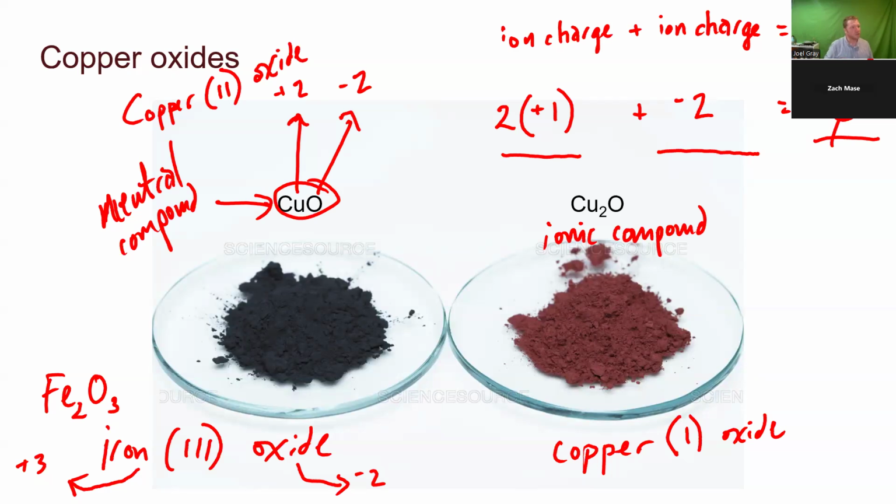Now, if you were to see something like this, FeO, that's iron oxide. What is the charge of the iron in this iron oxide right here? FeO.